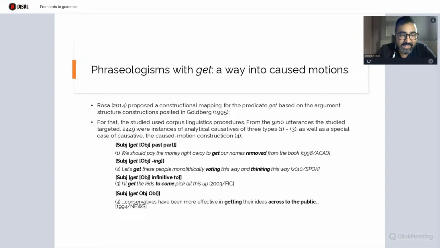We have things such as, let's get these people monolithically voting this way and thinking this way. So it's the ing, the gerund causative construction. And the last causative construction is the infinitive to construction: I'll get the kids to come pick all this up, right? So three different types of causative constructions and one specific type of causative construction that is special. Conservatives have been more effective in getting their ideas across to the public.